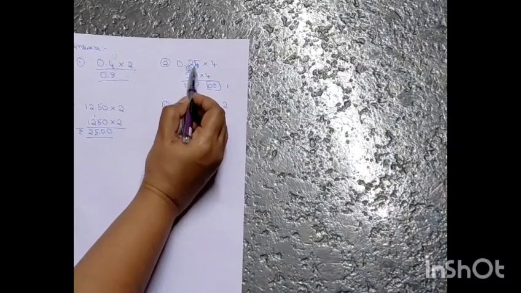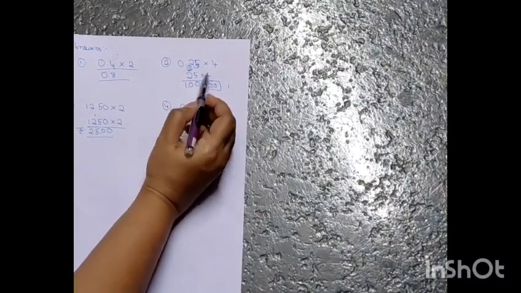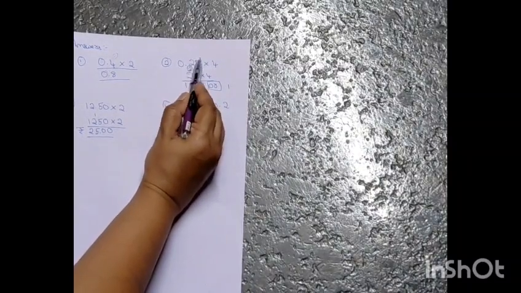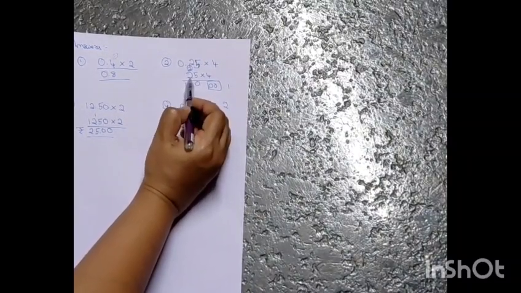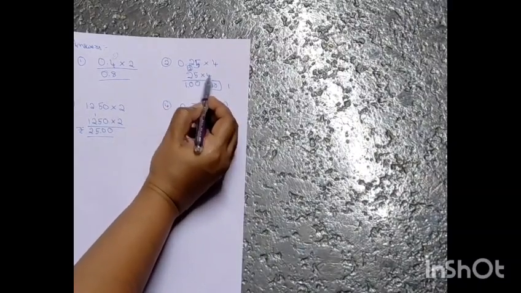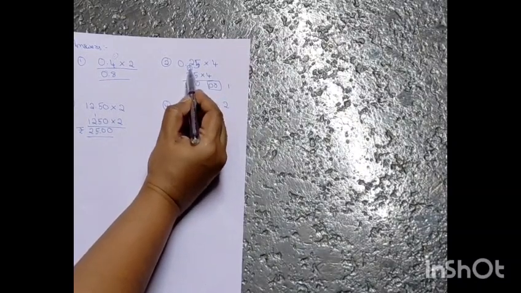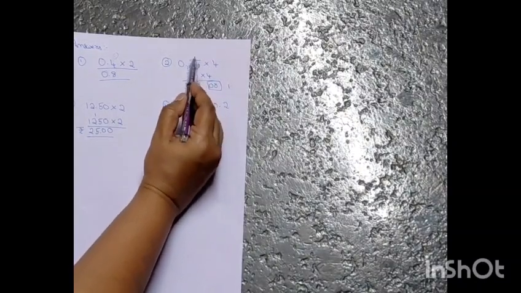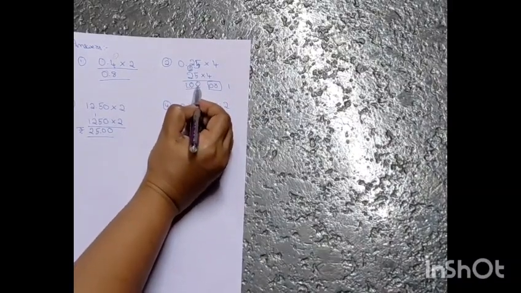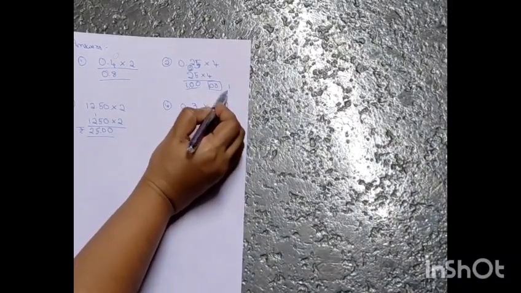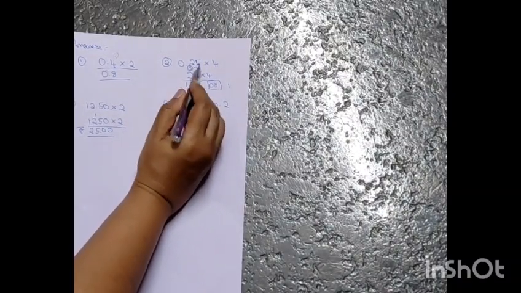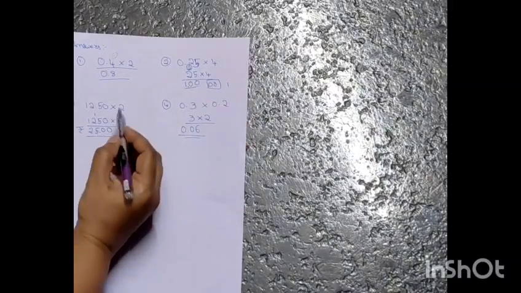Second question. 0.25 into 4. This is also a whole number. Only we have a point here. After the point we have two digits. So just multiply 25 into 4. So 5 4s are 20, 2 carry forward. So 4 2s are 8. 100 will be the answer. But how many digits do we have here? One digit, two digits. So 1.00 will be the answer. Hope you guys understand. Make more questions and practice for perfection.